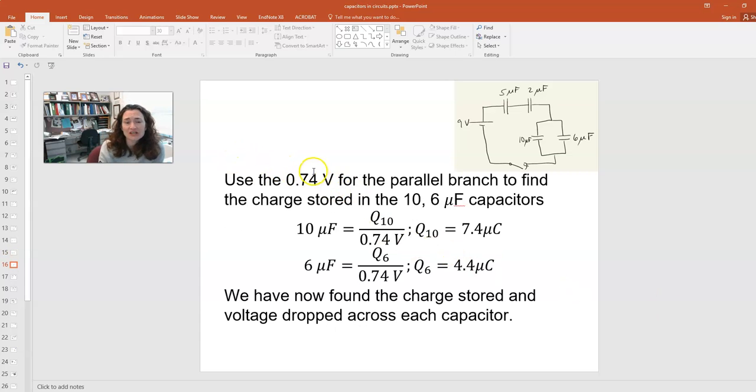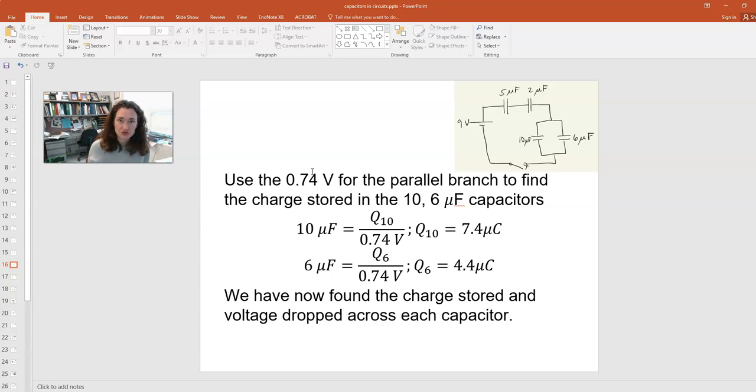So I can use this 0.74 volts for the parallel branches and find the charge stored on the 10 and the 6 microfarad capacitors using my equation for capacitance. 10 microfarads will be equal to the charge stored on the 10 microfarad capacitor, which I call here Q10, divided by 0.74 volts. Cross multiplying, I can find the charge stored on the 10, Q10, it's 7.4 microcoulombs. I can repeat that process for the 6 microfarad capacitor. 6 microfarads is equal to Q6 divided by 0.74 volts, and that gives me Q6 is 4.4 microcoulombs. And that's it. We're done.